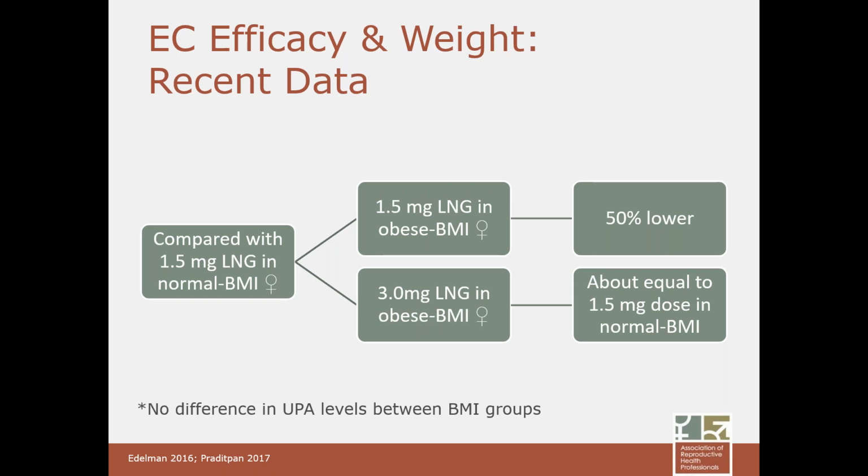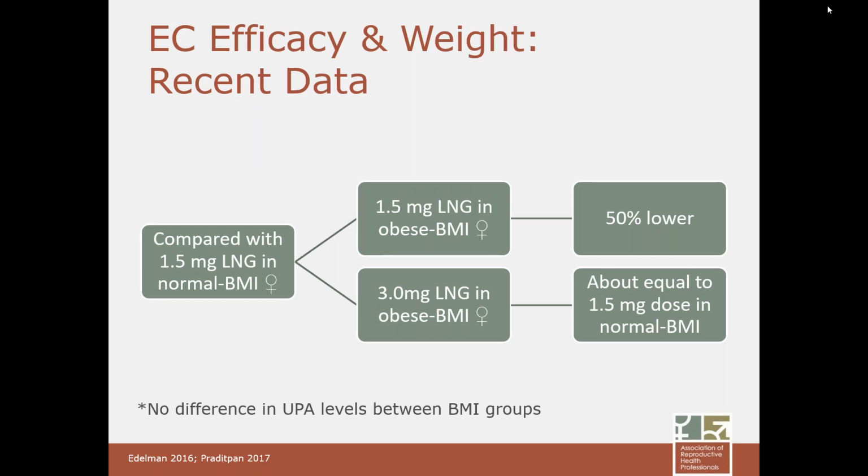What you can see here is that if you're comparing women who are obese with women who have a normal BMI, when given the 1.5 milligram dose of Levonorgestrel, obese women showed a lower serum concentration of Levonorgestrel than women of normal body weight. This was true in both studies. In the study that looked at the double dose of Levonorgestrel in women who were obese, they found that the serum levels from the double dose were about equal to those of women who had a normal BMI who only received the 1.5 milligram dose.